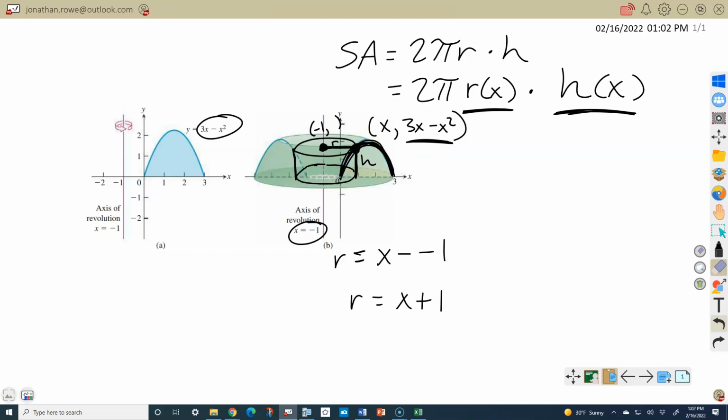So the height is 3x minus x squared. And so I'm going to integrate this whole thing, this thing.